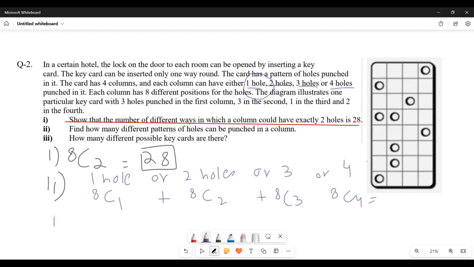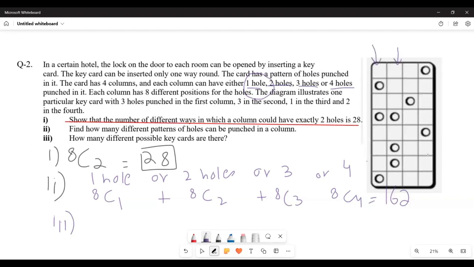Part three. How many different possible key cards are there? This gives 162. Answer for part two. Okay. How many different possible key cards are there? So that means now we have to account for all four rows.